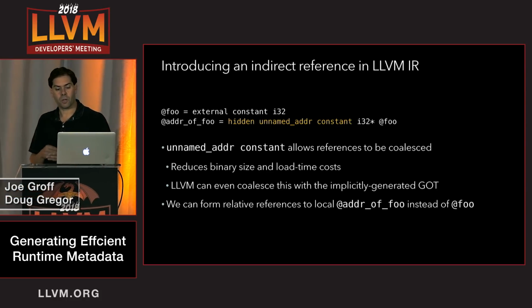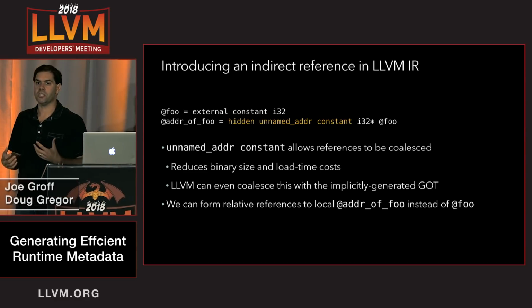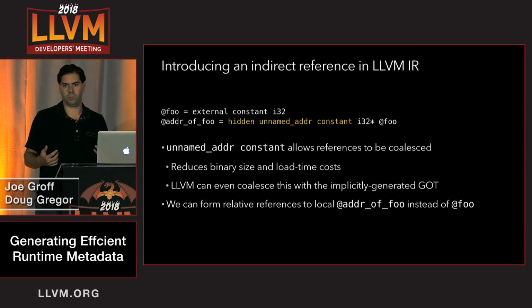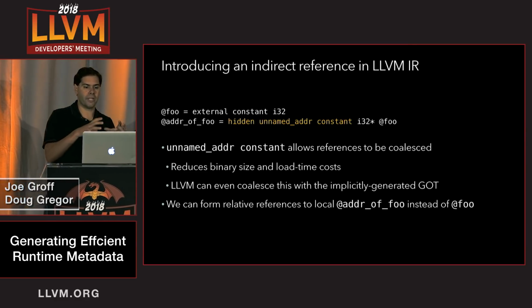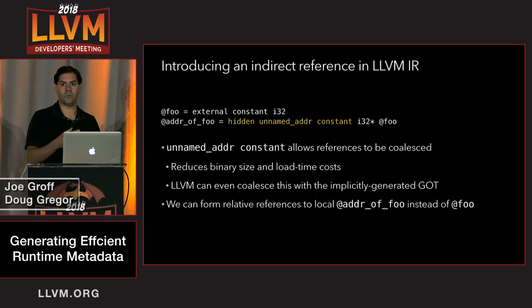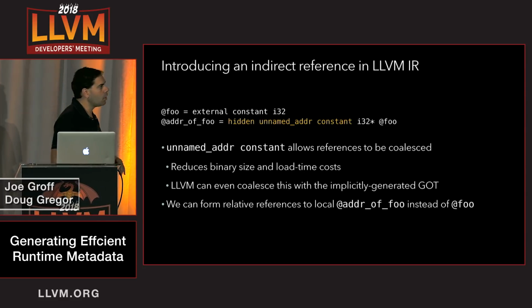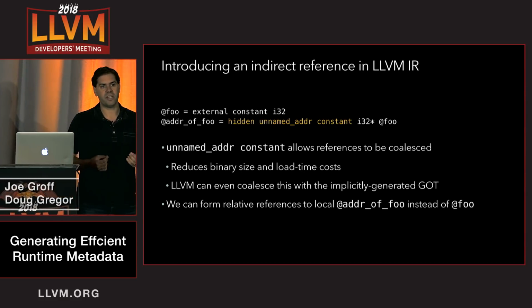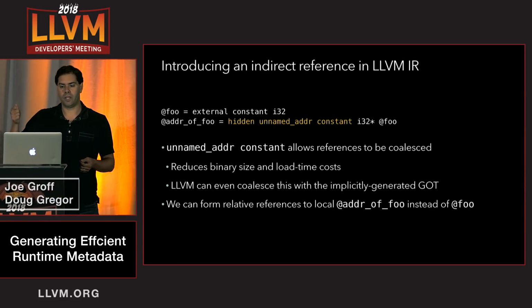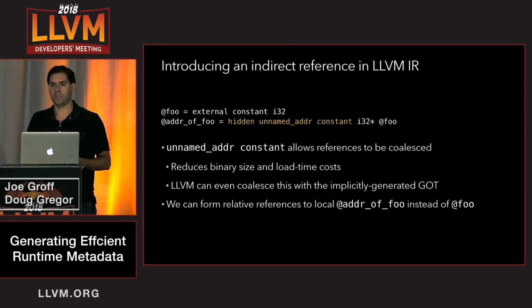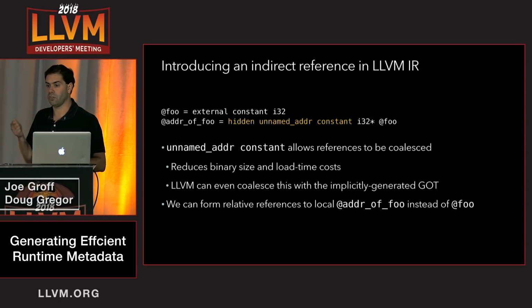Now LLVM is even smart enough to coalesce it into the implicitly generated GOT, the global offset table, so that it's all co-located in just a couple of pages to reduce load time and keep these pointers from being scattered throughout your image. Now the whole reason for doing this, of course, is now we have this adder of foo thing that we know is in our local image, and so we can build relative references to it.